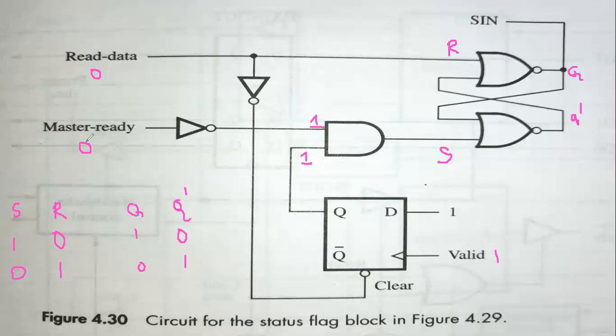If master is not at all ready for the transmission, then read data is also equal to 0. Now in the place of S, we are receiving a value of 1. Here we are having a value of 1. Then we are having an XOR gate over here. You can go through the truth table of the XOR gate. In case of read data, if R is equal to 0, you can go through the XOR gate.